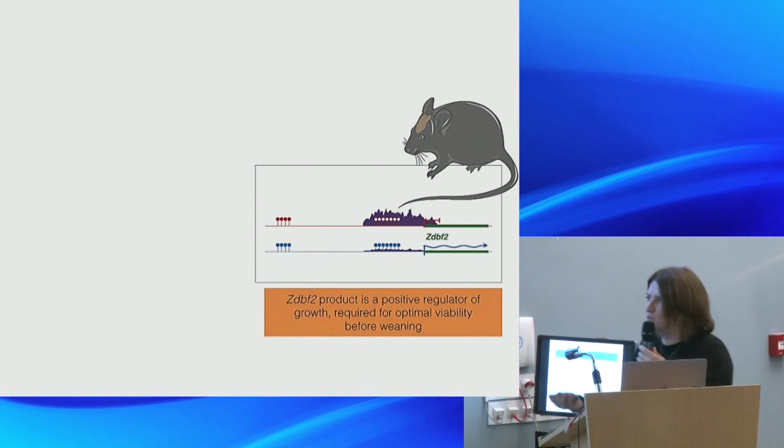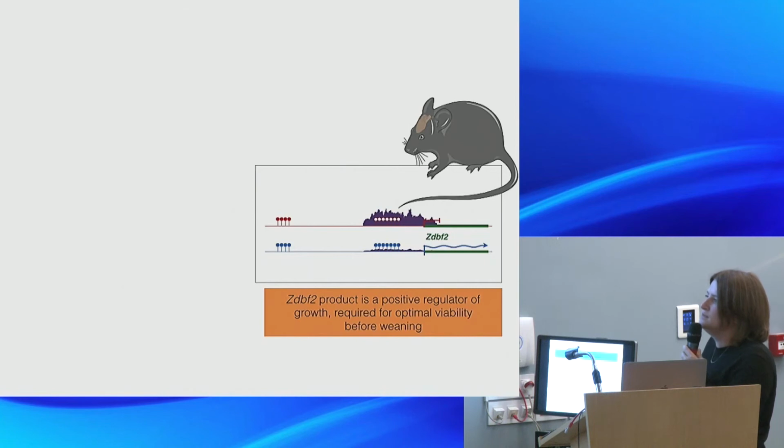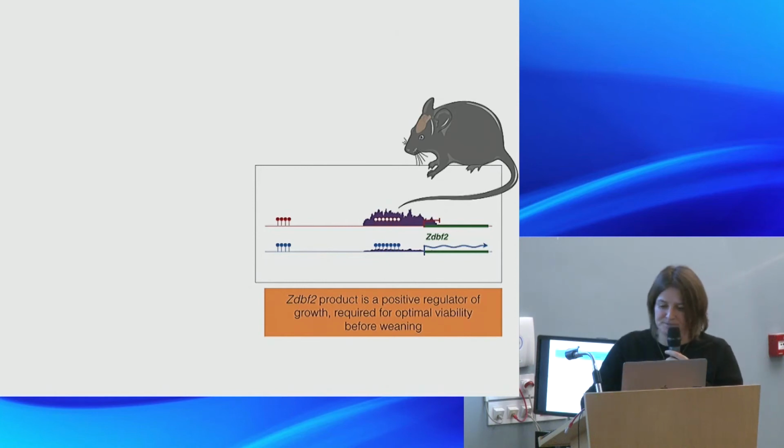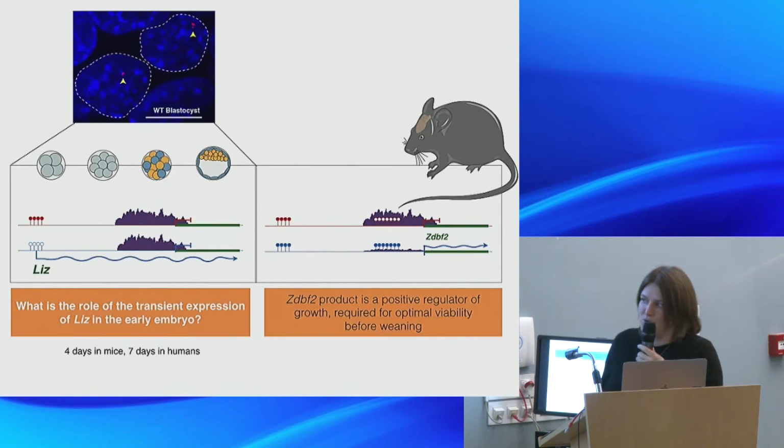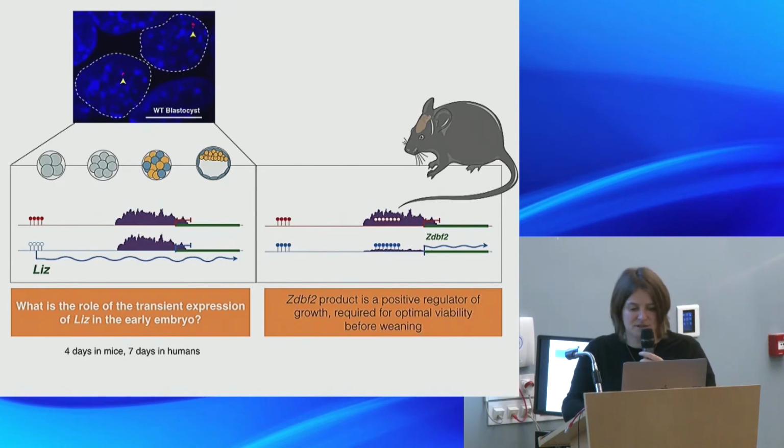So just to sum up, because we need to know what could be the importance of ZBF2. ZBF2 seems to be a positive regulator of growth, and is also required for optimal viability before weaning. But then the next question was, of course, what is the role of this alternative form of ZBF2 being expressed in the pre-implantation embryos and under the direct control of a sequence which is inherited as maternally methylated?